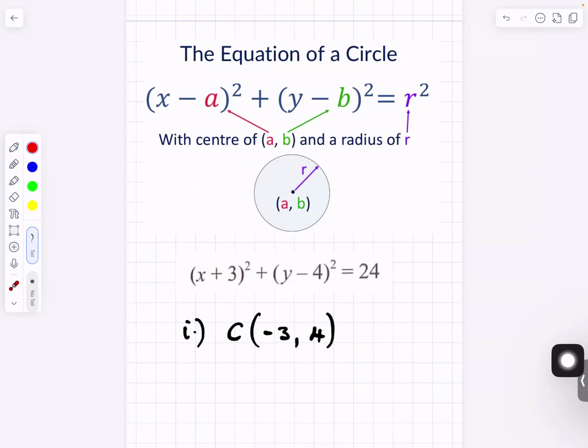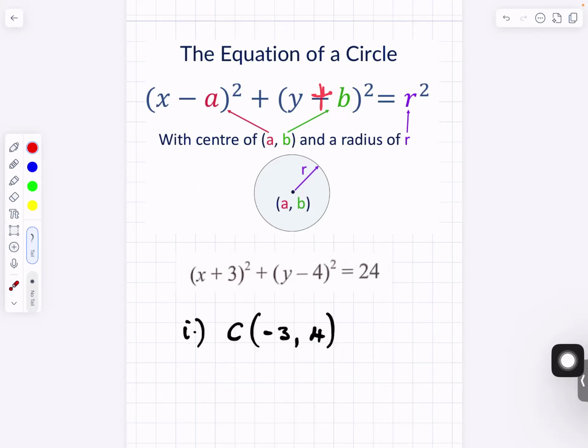It helps you to work out the center. The center is that A there and that B there. And because it is minus, it's plus A. And because it is minus there, it's minus B, it becomes plus B. So the center is A, B.